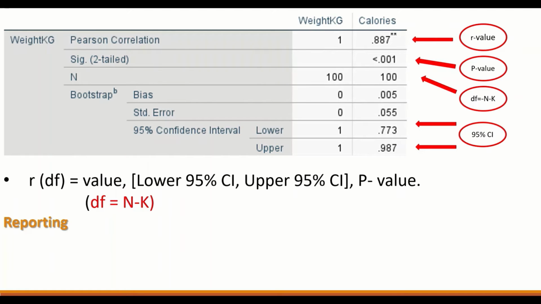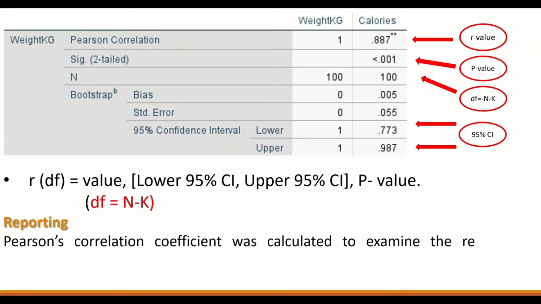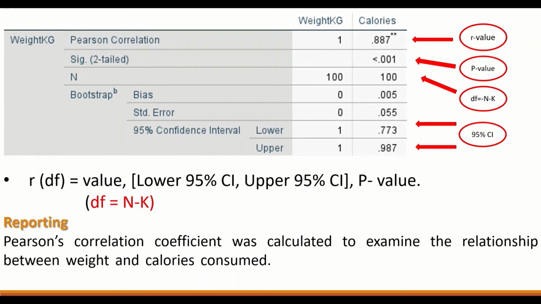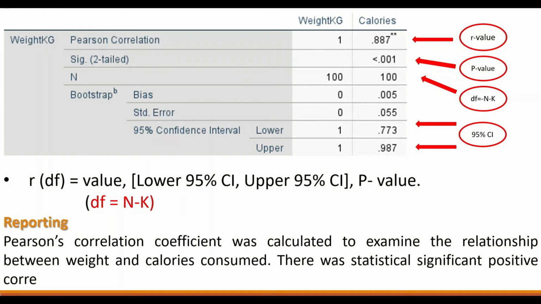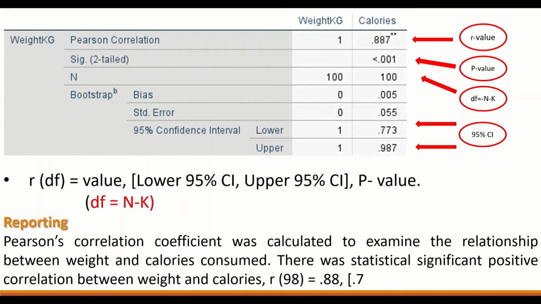We'll report that as follows. Pearson's correlation coefficient was calculated to evaluate the relationship between weight and calories consumed. The test showed a statistically significant positive correlation between the weight and the calories, comma, and then insert the findings from the statistical analysis that are obtained from this table.